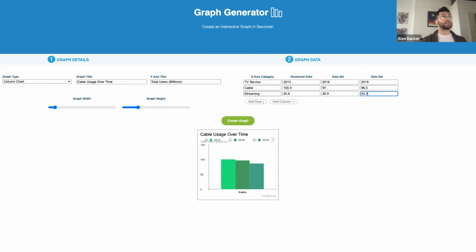But now I've filled out this graph. And when I look at it now, I'll change the color because that's hard to see. What we see now is we have cable and streaming side by side, and we can see the changes in cable and streaming use over time. So we can see that streaming use is increasing pretty substantially in the last 6 years, right? It's gone from 20 to over 44 million.